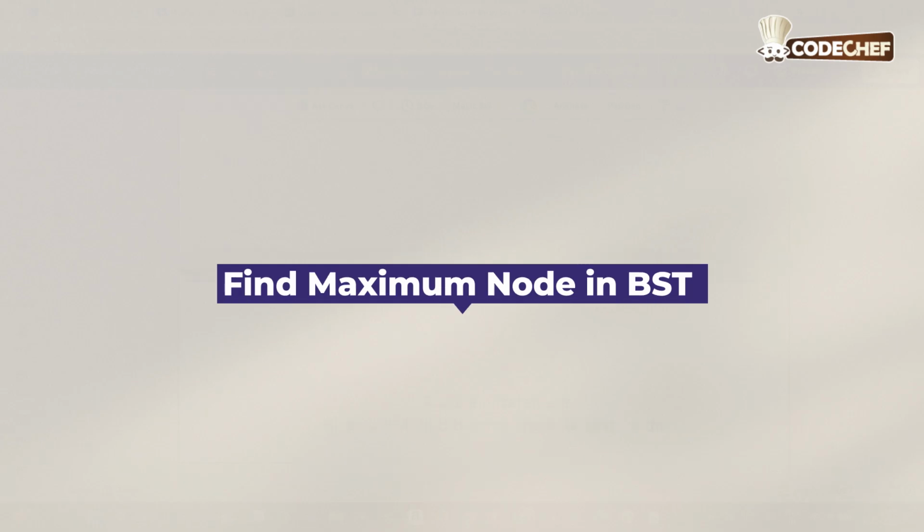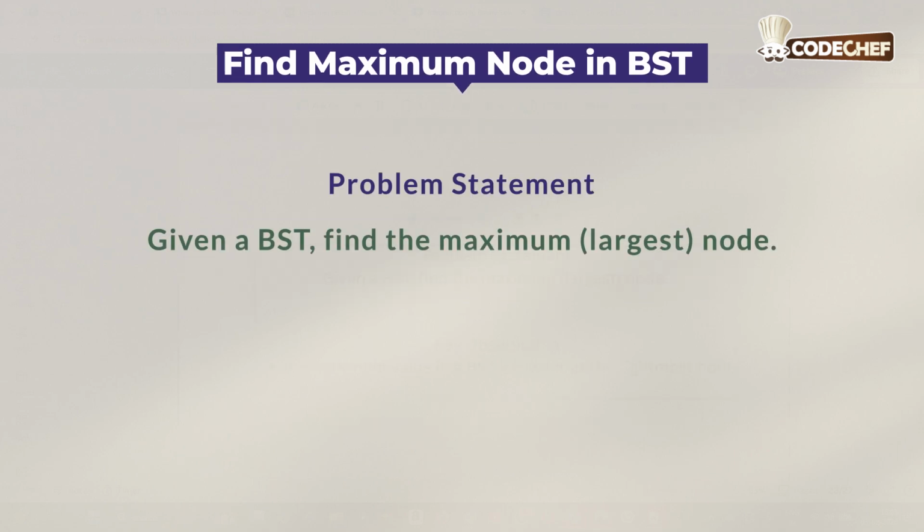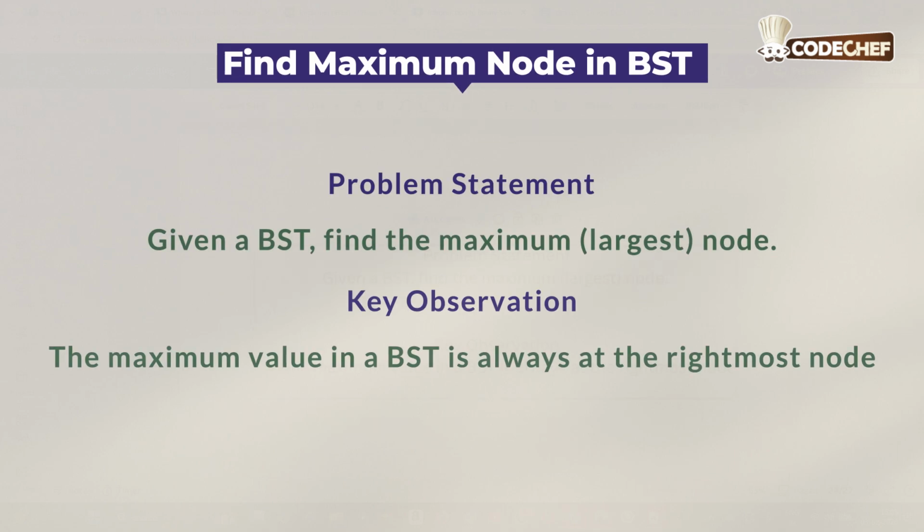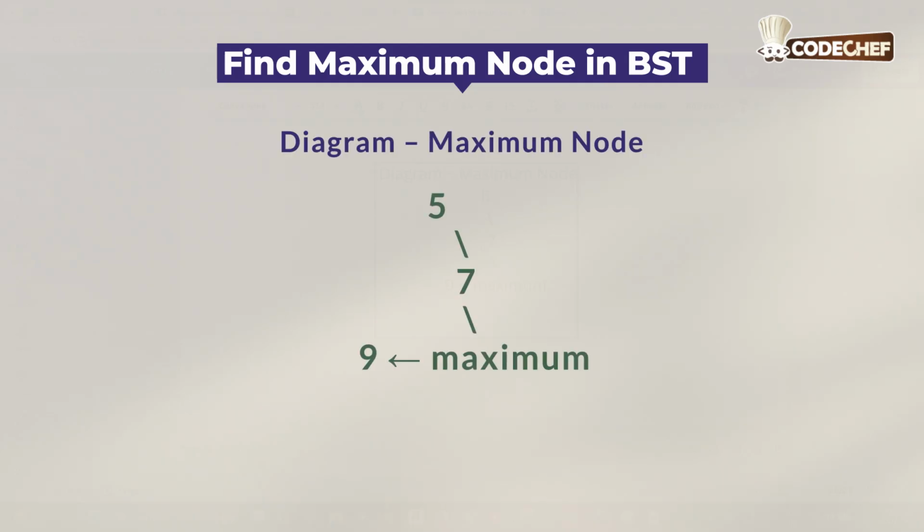Finding maximum nodes in BST. Suppose a problem statement is given a BST, find the maximum or the largest node. The key observation is the maximum value in a BST is always the rightmost node. So here is the diagram for a maximum node. Here you can see that we are moving rightwards because our higher values are always placed rightmost.